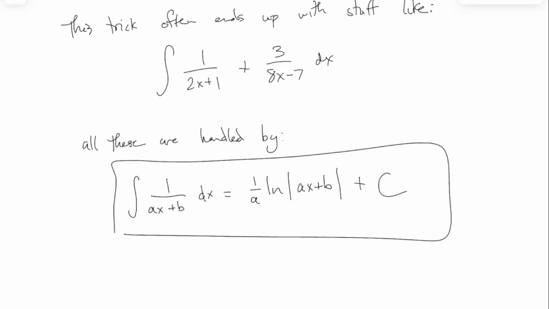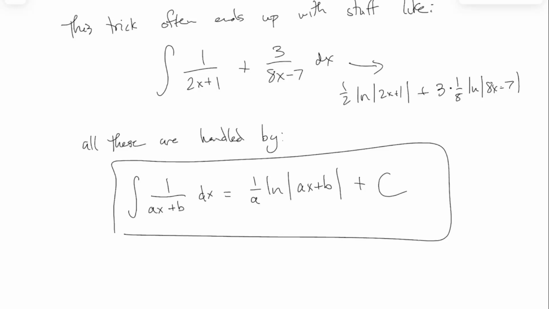So for instance, if I was doing this problem, using the formula in the box, I can immediately say the answer is 1/2 ln of 2x plus 1, plus, that 3 just stays as a 3 coefficient, and then 1/8 ln of 8x minus 7, right? That's using the formula in the box. This here is not the partial fractions trick. The partial fractions trick is another thing which you do first, and then you end up getting something that looks like this, and then you use the formula in the box to handle it at the very end. All right, but this is just a little preview.